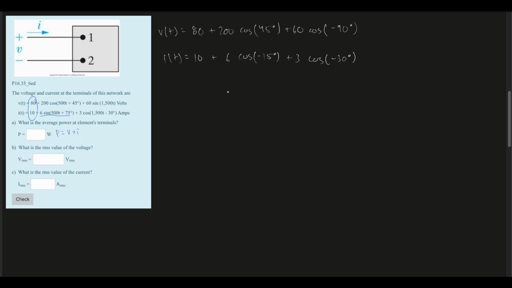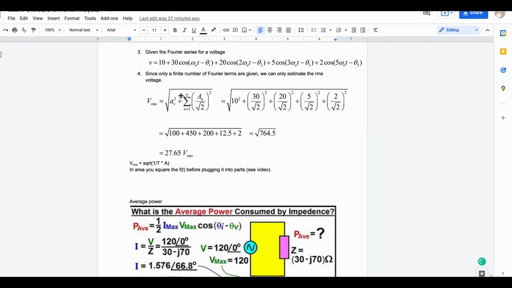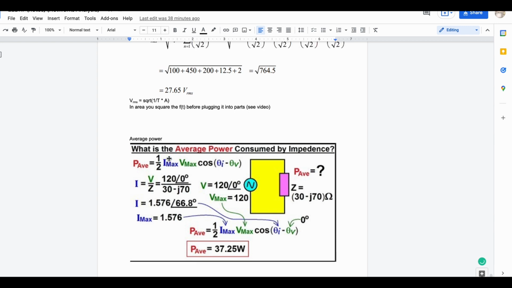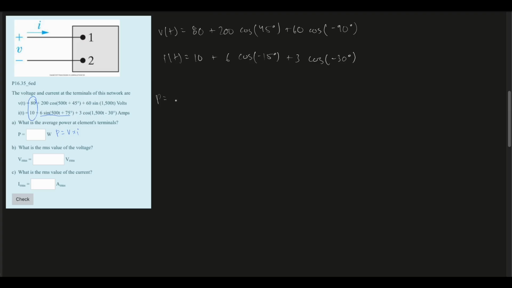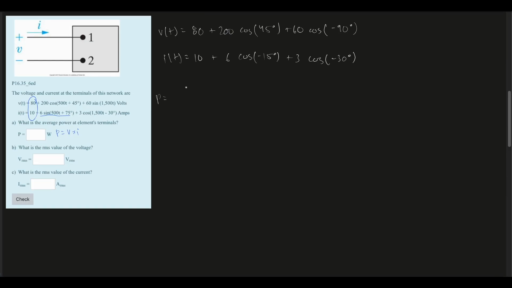Now, it's asking us what is the average power at the element's terminals. So we're going to have to use the formula right here, the average power consumed by impedance, right? So we have this as our average power. We're going to need to find it. In our P, it's going to be equal to, let's see, what was it? It was the I max times V max. So we're going to have I times V divided by 2 cosine of our theta I minus theta V inside of here, right?